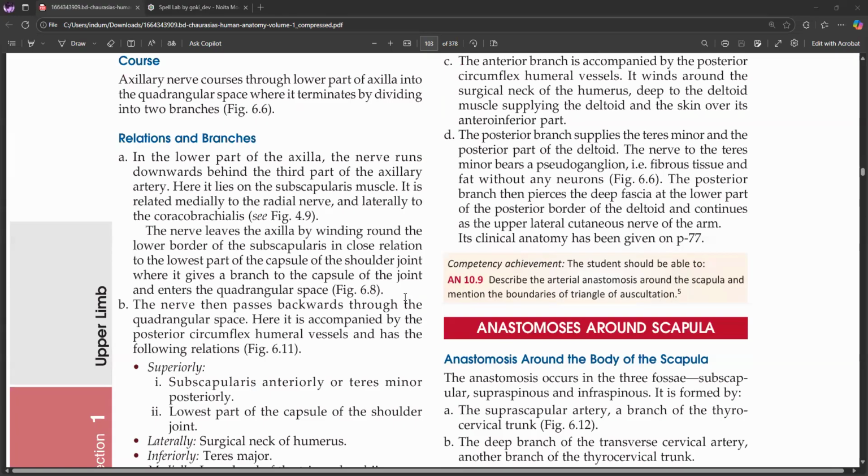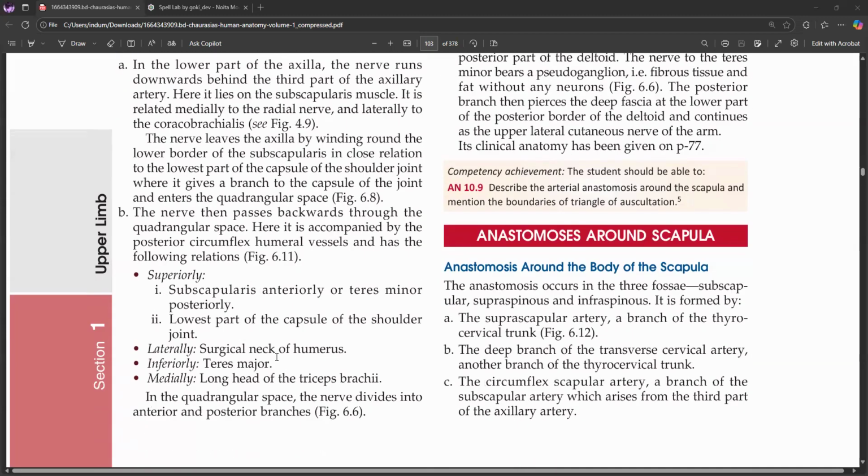See figure 4.9. The nerve leaves the axilla by winding round the lower border of the subscapularis in close relation to the lowest part of the capsule of the shoulder joint, where it gives a branch to the capsule of the joint and enters the quadrangular space. Figure 6.8. The nerve then passes backwards through the quadrangular space. Here it is accompanied by the posterior circumflex humeral vessels and has the following relations.